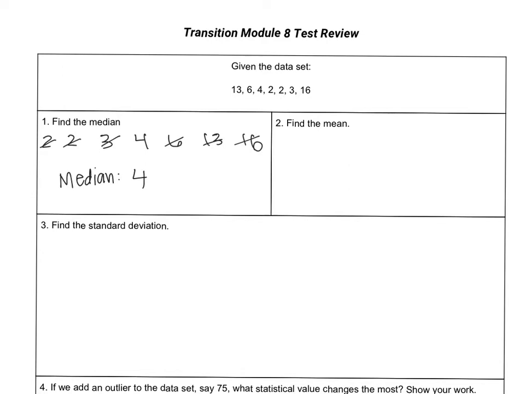Number 2, we want to find the mean. So the mean is the average. So we're going to add up all of our numbers. So 13 plus 6 plus 4 plus 2 plus 2 plus 3 plus 16 and divide by the total number we have, which is 7. When we add every number in the numerator, we get 46 over 7, which ends up being 6.57.